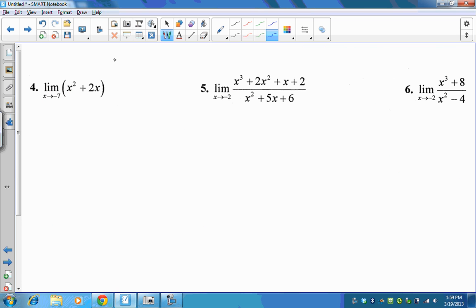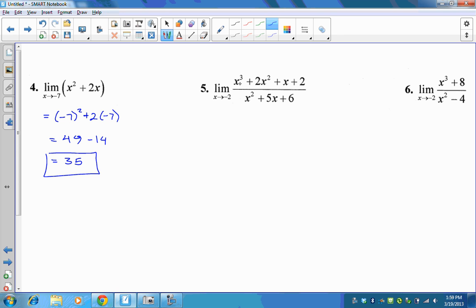Let's try number 4 here. Start by just plugging in. This one is actually going to work. -7 squared plus 2 times -7: that's 49, and 2 times -7 is -14. 49 minus 14 is 35. That's a nice problem. If you can, just plug it in.